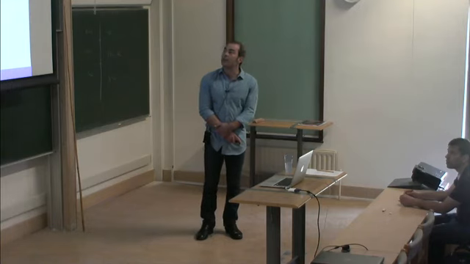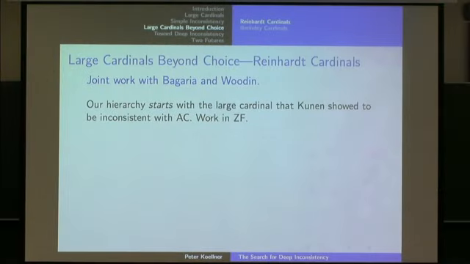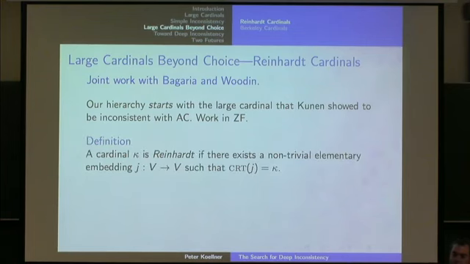Our hierarchy is going to start with the large cardinal that Koellner showed to be inconsistent with choice. So we're going to work in ZF, and some care is required in formulating the standard large cardinals when you don't have choice, but I'll just pass over that in silence. Now that we've dropped choice, we're going to embrace, just temporarily in the hope of finding a deep inconsistency, the things that Koellner showed don't exist when you have choice.